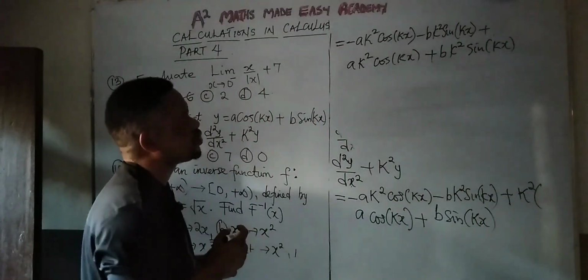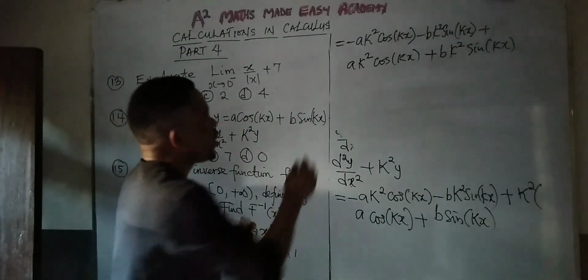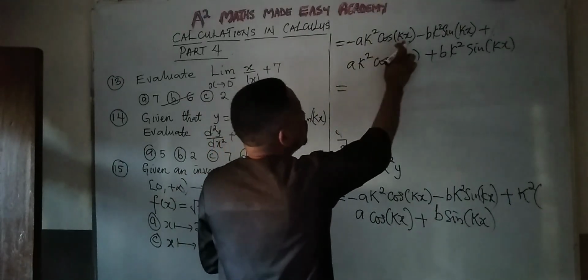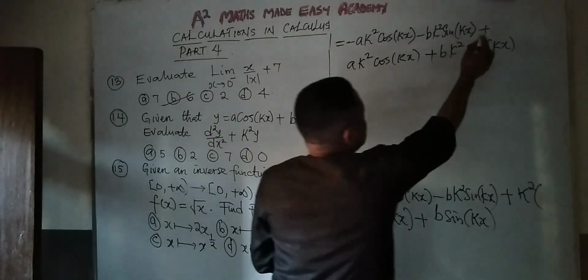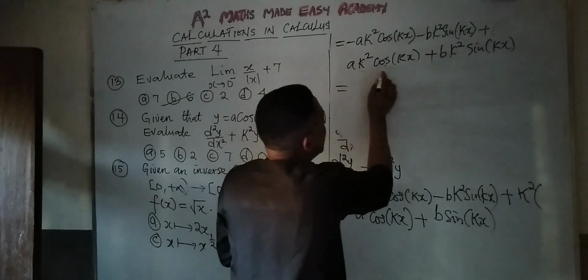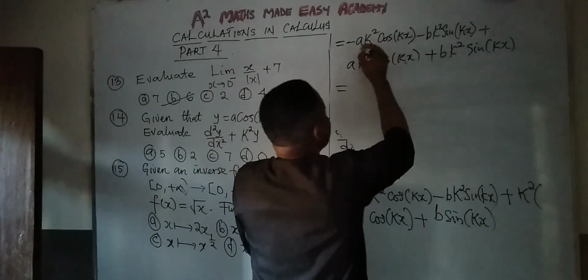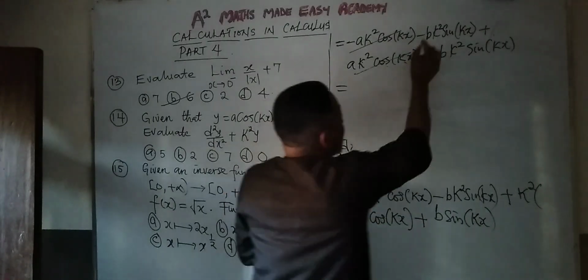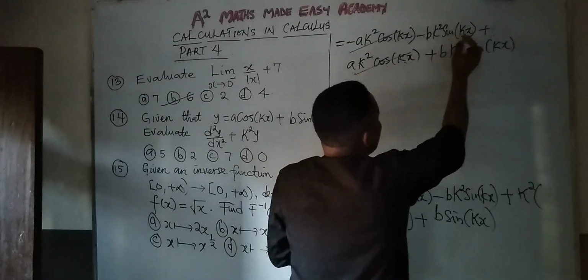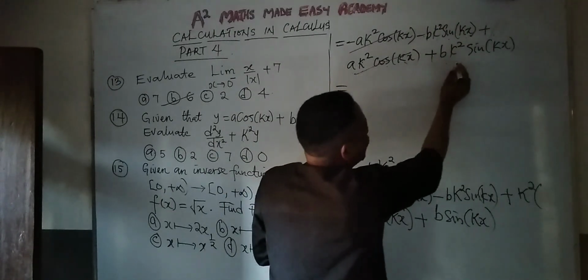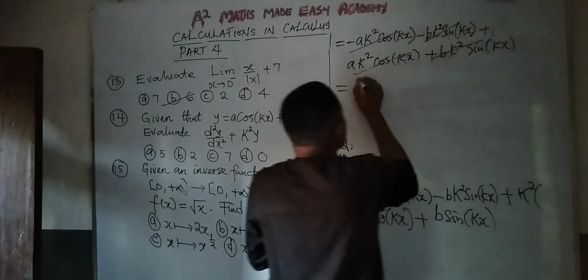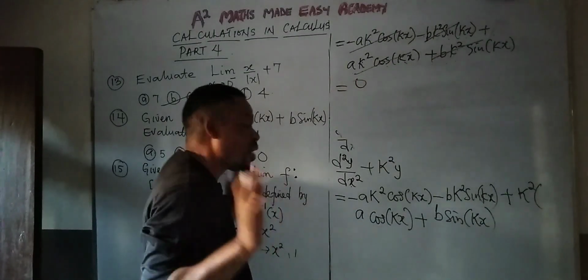Can we now look at what we are going to get here? Are you ready? Then what do we say? Here is minus a K squared cos Kx. Oh my goodness, plus a K squared cos Kx. This one will disappear with this one. Am I communicating? Then minus b K squared sine of Kx plus b K squared sine of Kx. It will also disappear. So which means the final answer is 0. And that is all.